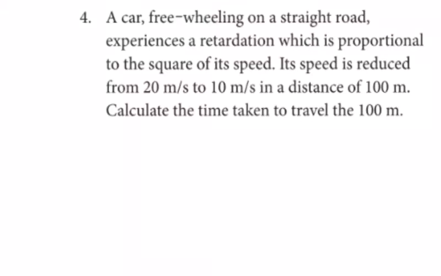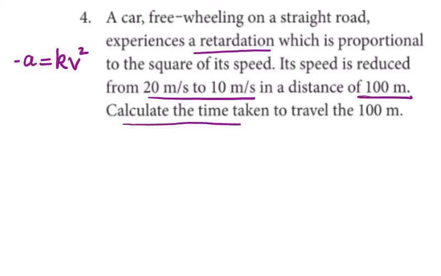A car freewheeling on a straight road experiences retardation, which is proportional to the square of its speed. So the acceleration, or rather the retardation, the slowing down, is proportional, so it's a constant k times the square of its speed, v squared, and its speed is reduced from 20 to 10 in a distance of 100. Calculate the time taken to travel 100.